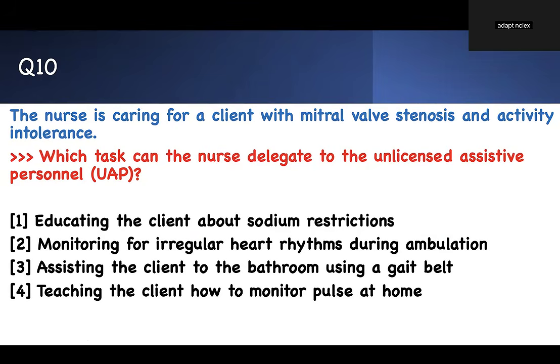Educating the client about sodium restriction, negative. Monitoring for irregular heart rhythm during ambulation, no. Assisting the client to the bathroom using the gait belt, excellent. Teaching the client how to monitor pulse at home, negative. What is the right answer? Assist the client. Some questions on valvular heart disease, challenging, but not challenging.